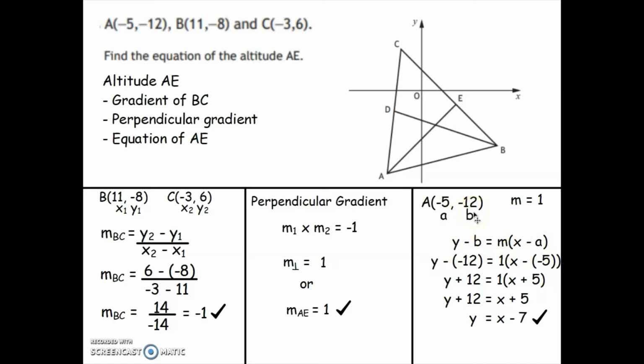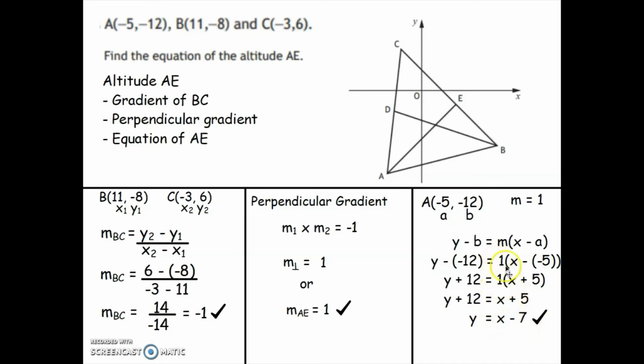We label negative 5, negative 12 as a, b. Y subtract minus 12 equals 1 bracket x subtract minus 5. Now you don't need to put the 1 here at all. We change these double negatives into positives. Y plus 12 equals 1 bracket x plus 5. Now you really don't need to write the 1 in here. I'm just showing you for this example, you can get rid of it. And we know that 1 times x is x, 1 times 5 is 5. So y plus 12 equals x plus 5. And then we take away 12, gives us x minus 7. So y equals x minus 7.